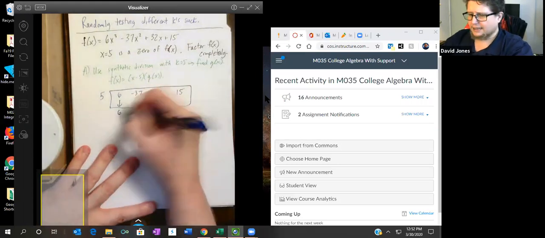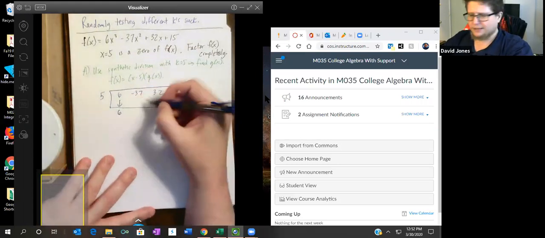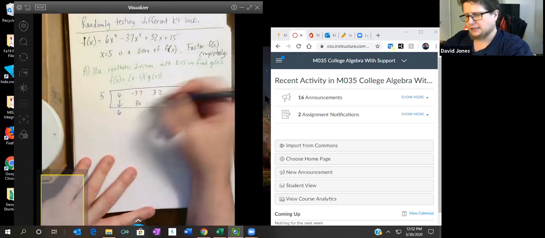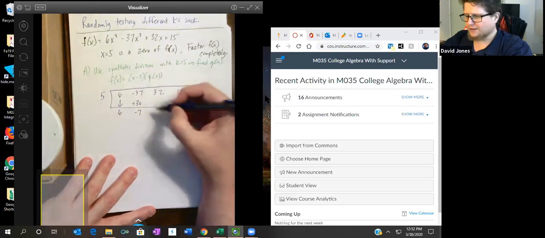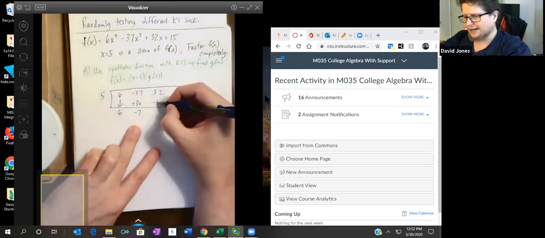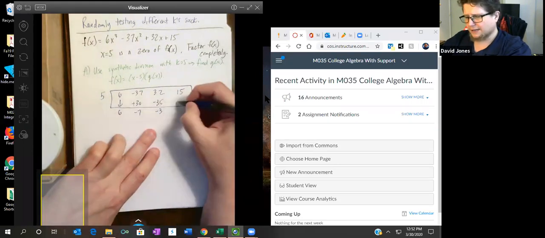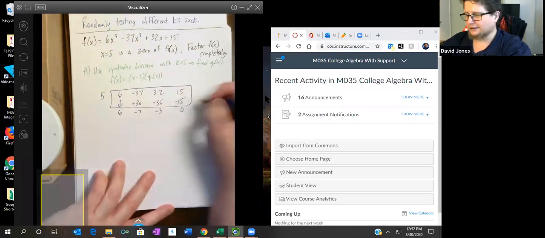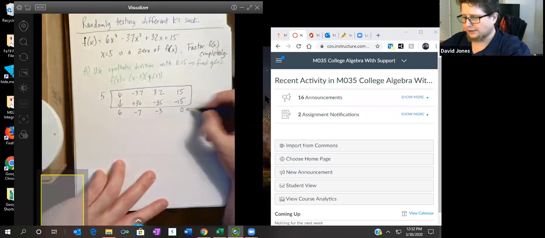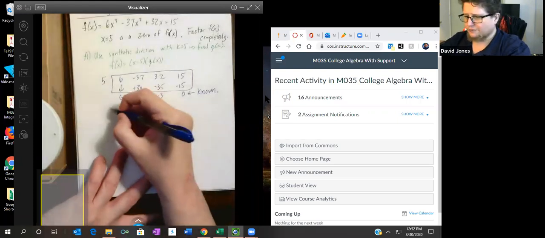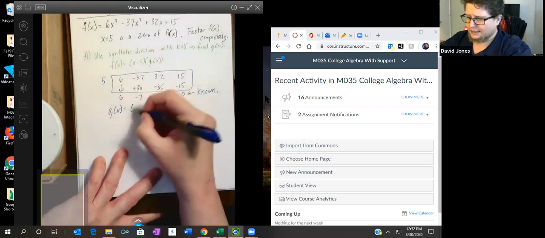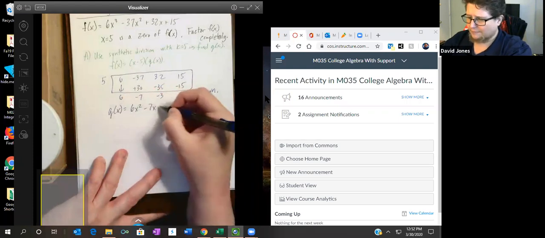We bring down our 6. 5 times 6 is 30. We add that up, we get negative 7. 5 times negative 7 is negative 35. That gives us negative 3. 5 times negative 3 is negative 15, and that gets us 0, which we knew because we already said it was a 0. But this tells us q of x is 6x squared minus 7x minus 3.